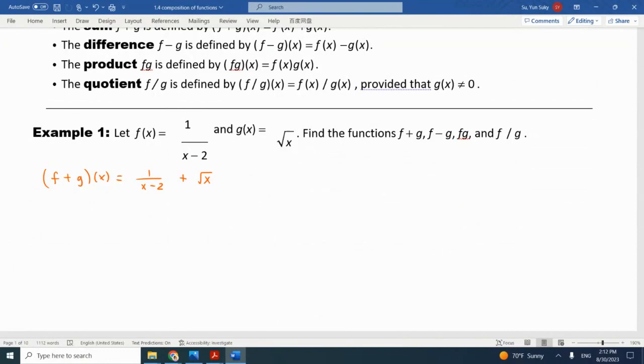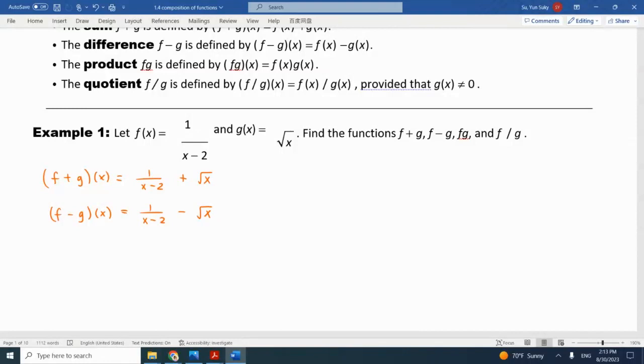So far, so good, everybody? Okay, and that's it for f plus g, right? We just write down the f and then add the g. Okay, how about f minus g? Well, just write it down. F is 1 over x minus 2, and minus g is square root of x.